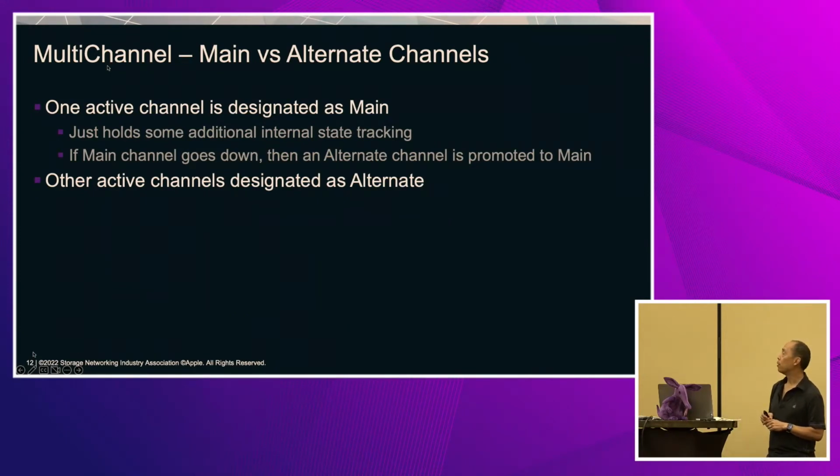Just for a little bit of note keeping, among the active channels, we will designate one as the main channel. It just holds some internal state tracking information for us. If that main channel happens to go down, we just transfer that information to another alternate channel, and that alternate channel just becomes promoted to main. All other active channels will be designated as alternates, but they're all pretty much equivalent. It's some internal state keeping for us.